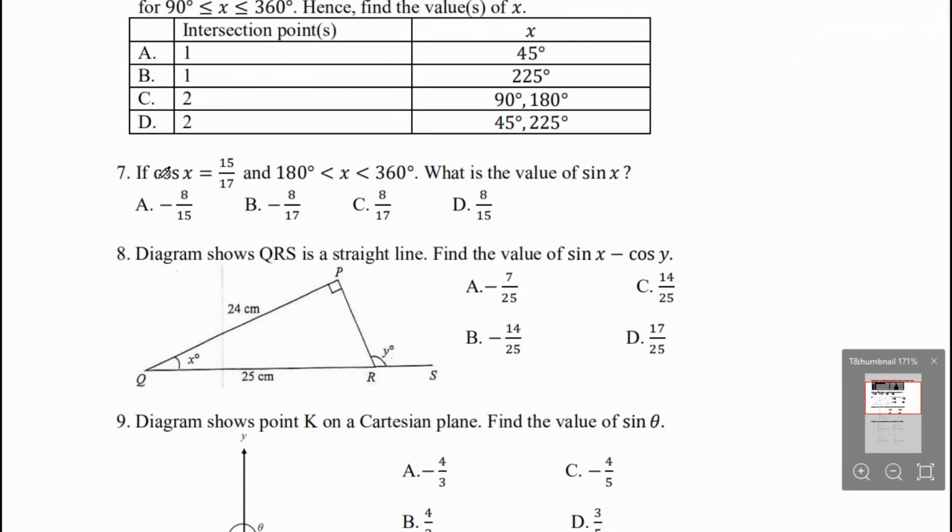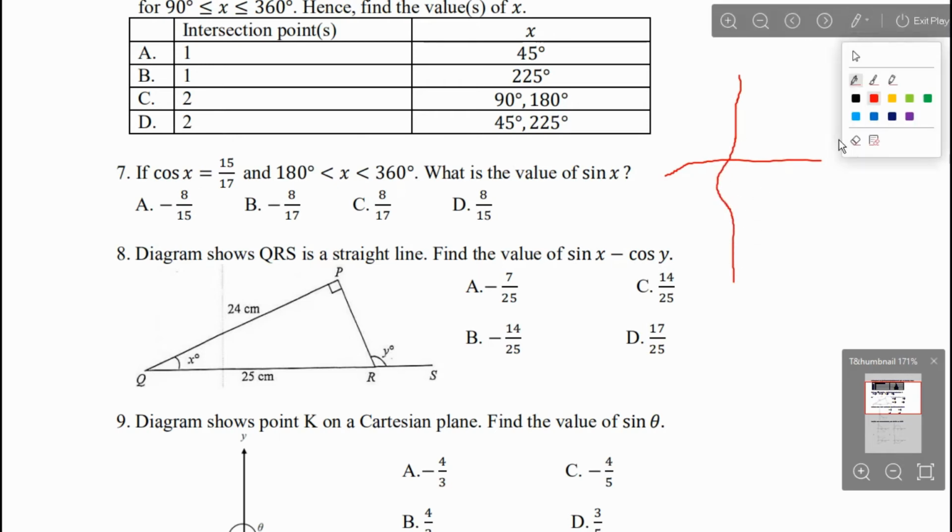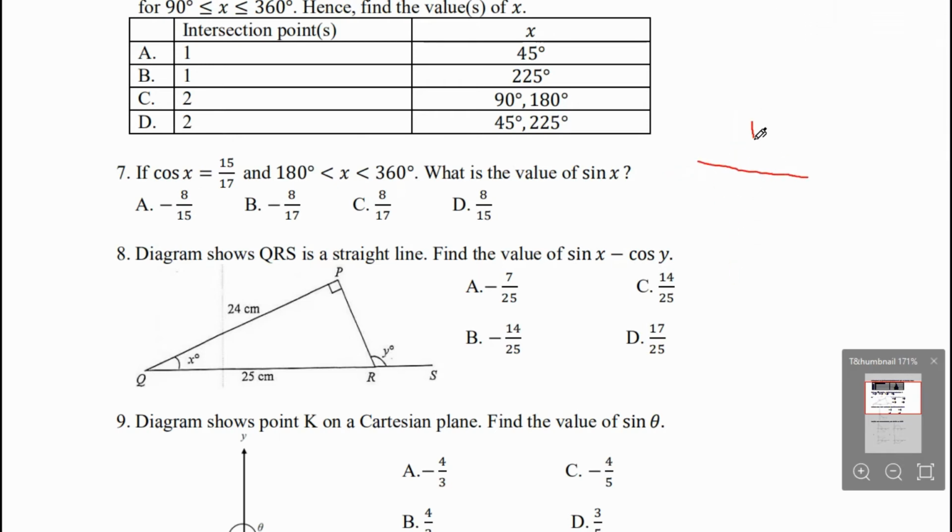Number 7, if cosine x equals 15/17 and x is from 180 to 360, what is the value of sine x? Okay, first we draw out the plan. x is 180 to 360, that means it is either in quadrant 3 or 4. But cosine is positive, that means your x is at quadrant 4. This one.